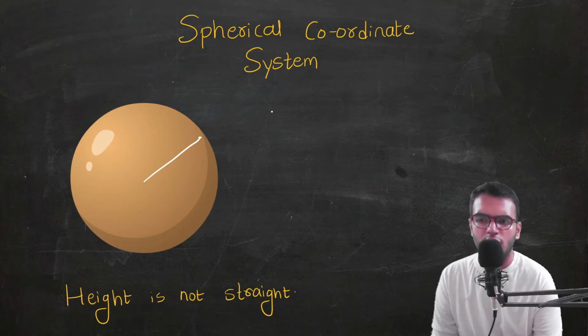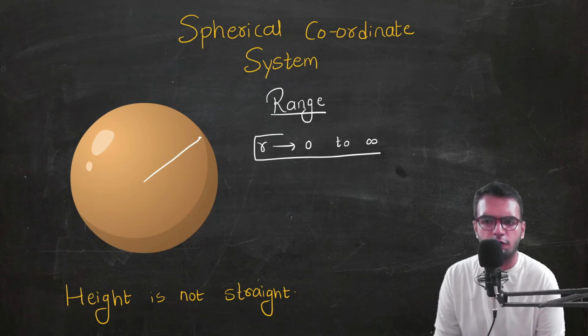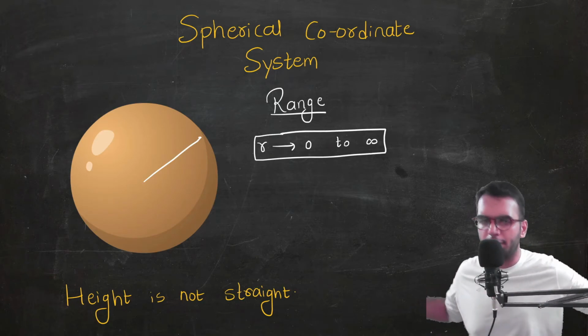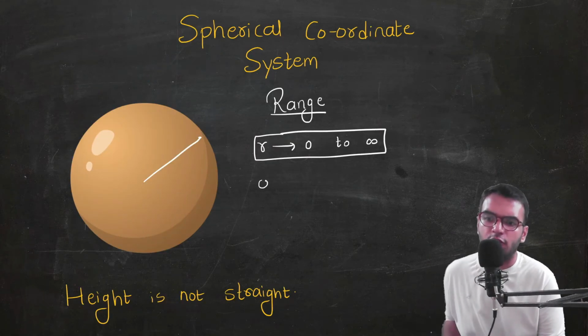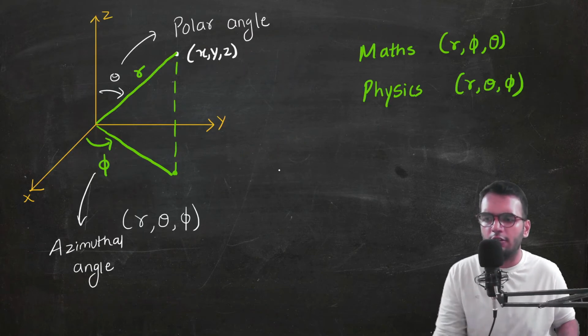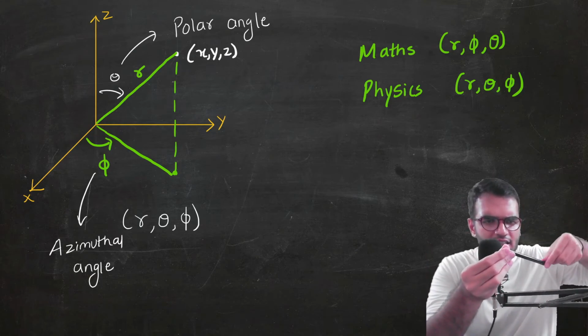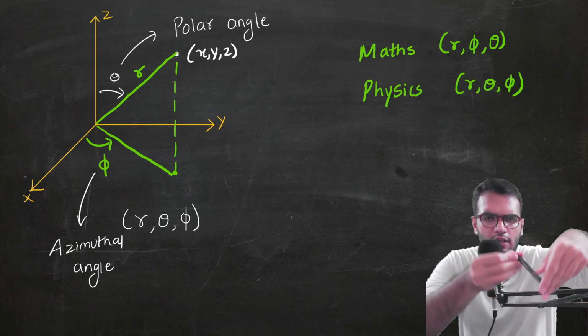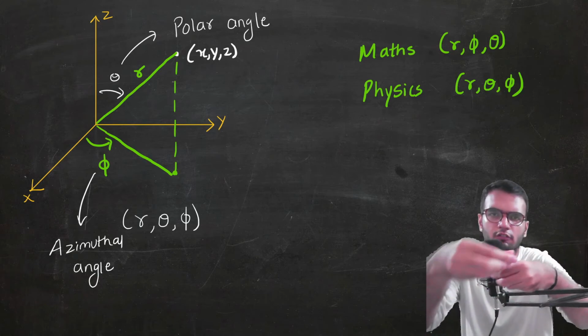If we talk about the range of these things, R can range from 0 to infinity. The length of the sphere's radius can be infinite, starting from 0. The azimuthal angle can range from 0 to 360 degrees. You can rotate it in any direction, so you can find any point by rotating it 360 degrees.